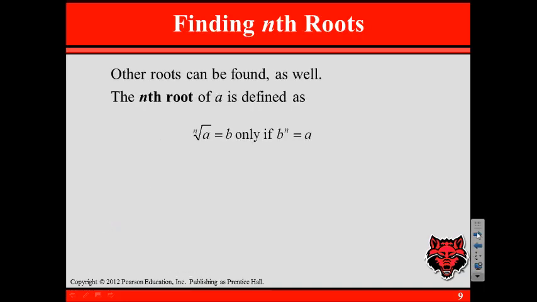Other roots can be found as well. We would say the nth root because we could put whatever number in for n that we chose to. We would write a little n for the index instead of a 2 or a 3. It could be a 4th root, 5th root, and so on. And in that case, we would need our number raised to that power. If it was a 4, we would need something raised to the 4th power, 5th power, and so on. And it would need to equal what was underneath the root.